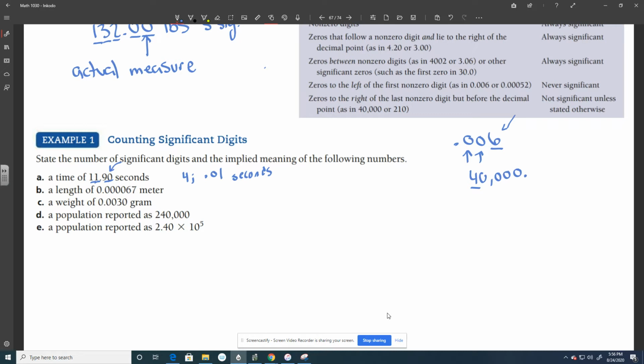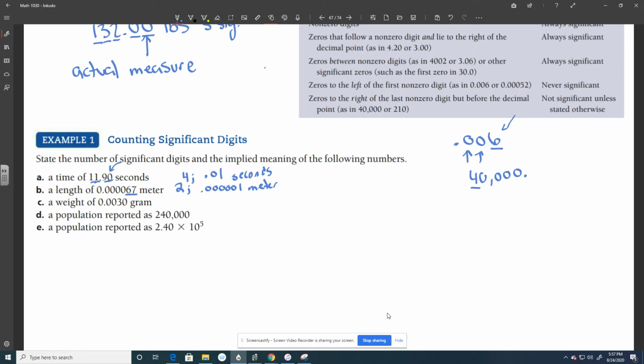0.000067 meters. So if you were reading this, all these zeros don't matter because they come before we actually hit real numbers. And at that point, we only have a 6 and a 7. So there's 2 significant digits, the 6 and the 7. And this is saying, if you were to read this, it's implying that they rounded 1, 2, 3, 4, 5 to the nearest 6th place. So 0.00001 meters. And that's a really accurate measurement right there. Well, I guess it depends on how big of an object you're measuring.